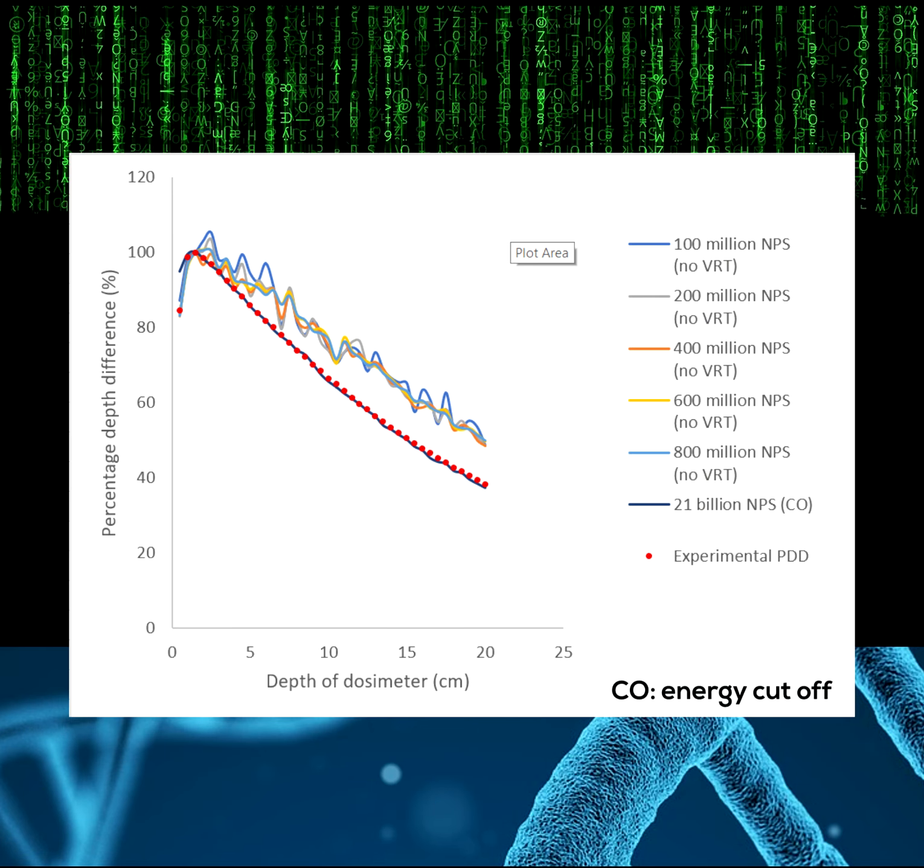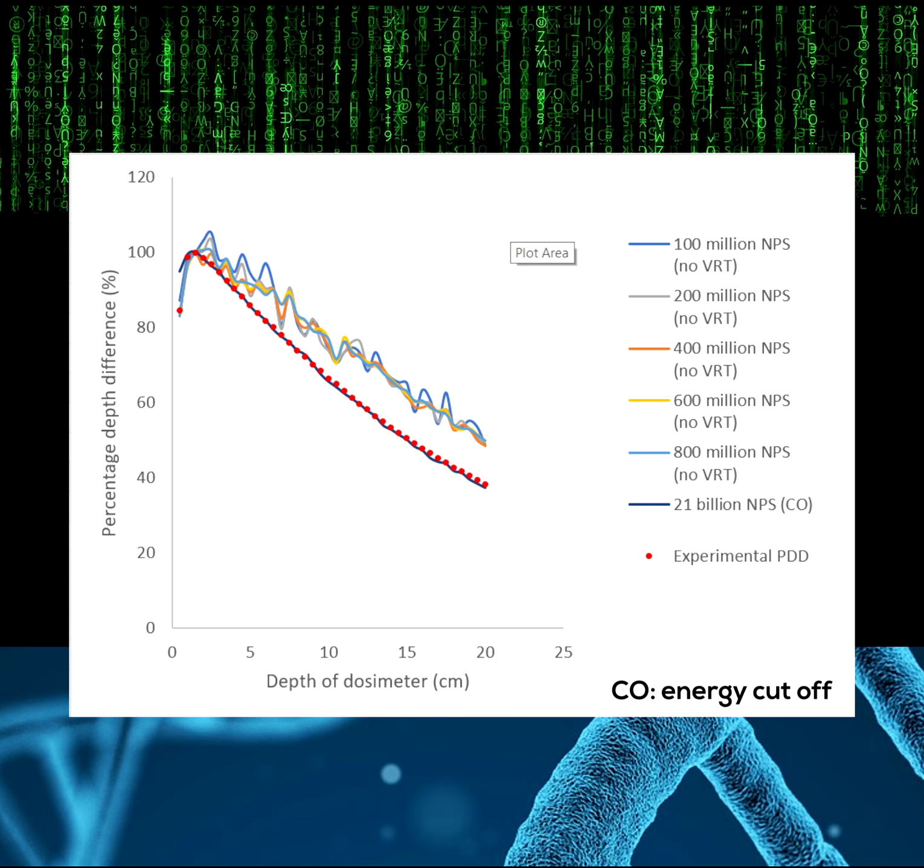As you can see from the results, the first graph is about a simple dosimeter geometry, for which the NPS chosen is from 100 to 800 million. However, as you can see, the only data with a pattern similar to the experimental data is the one with 21 billion NPS with cutoff energy VRT. This shows a significant change of data in the simulation when VRT is used.